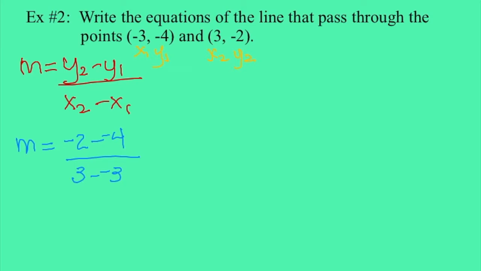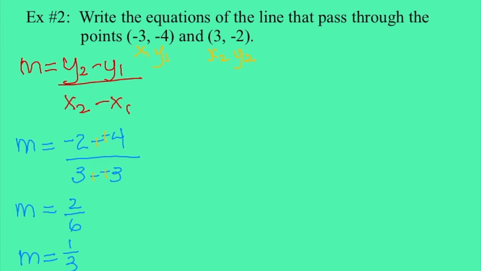So on both top and bottom, you see this minus a negative. We know that when we have minus a negative, that actually becomes plus a positive. So on both top and bottom, we would actually be adding. So -2 plus 4 would give us 2. And 3 plus 3 would give us 6. And then I could simplify that fraction to 1/3. So this line has a slope of positive 1/3.